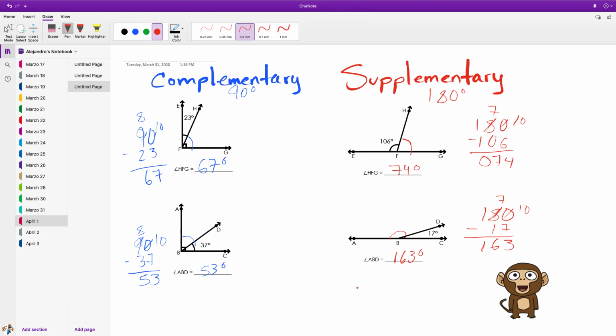So like I told you at the beginning of the video, there are different ways that we can measure angles. Yes, we can use the protractor, but we can also do some math and find the measure of angles. And how can we do that? First, we find if we are talking about complementary, 90 degrees, or if we are talking about supplementary, which is 180 degrees.